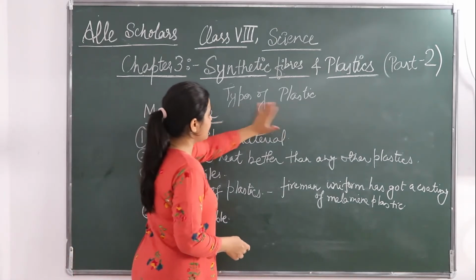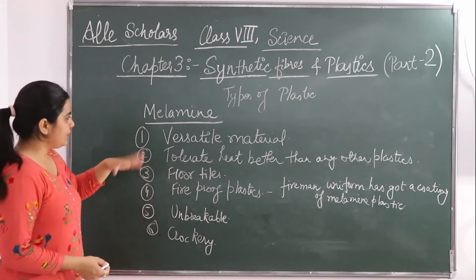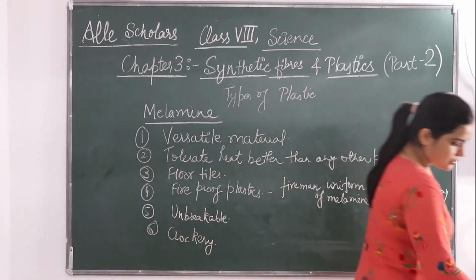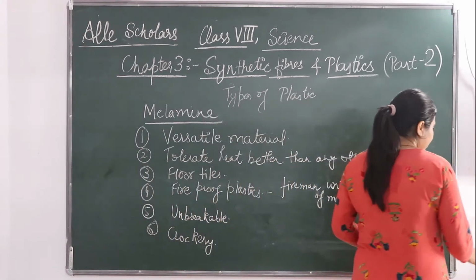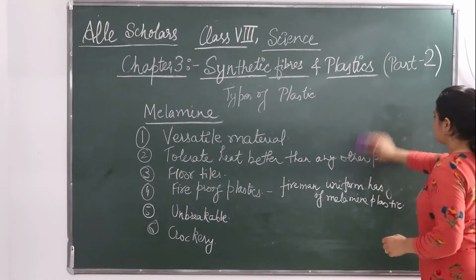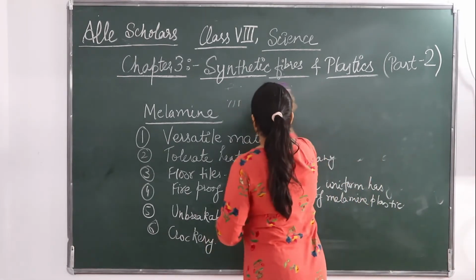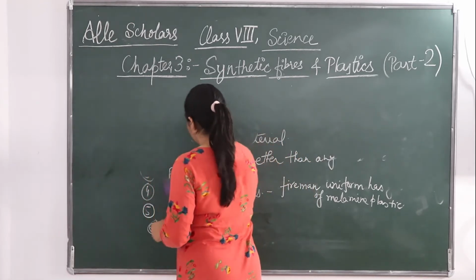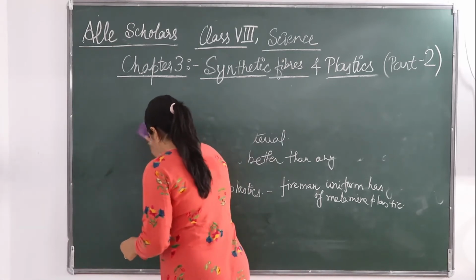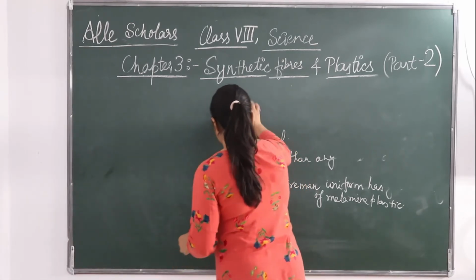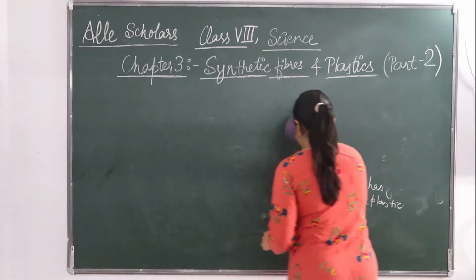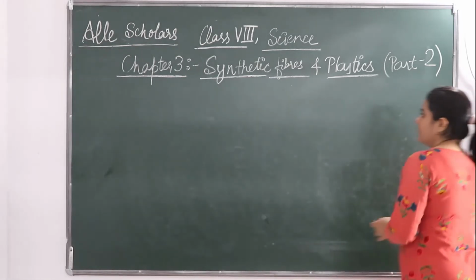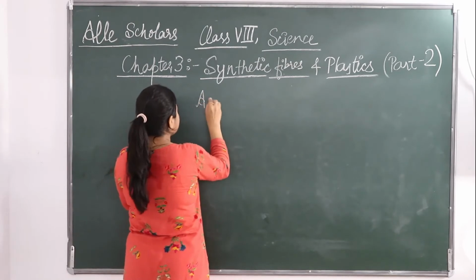Okay, so we have seen the types of plastic, two types, and of each type we have seen bakelite plastic and melamine plastic. So this was about types of plastic. Now we shall be seeing some of the advantages of plastic. So let's see the advantages of plastic.